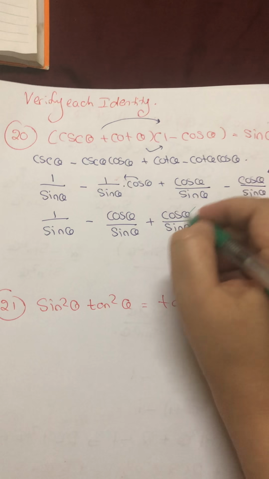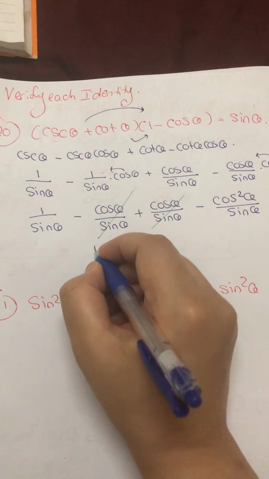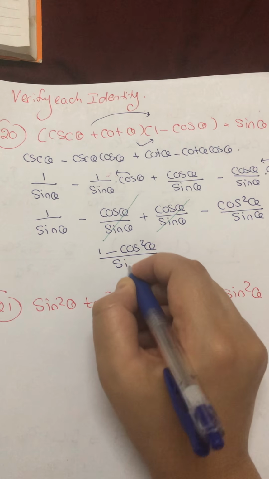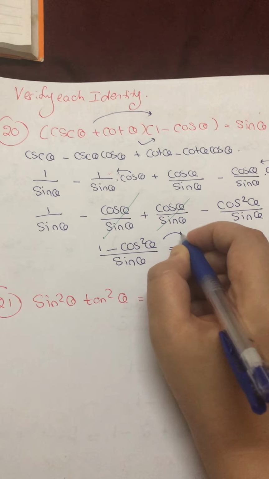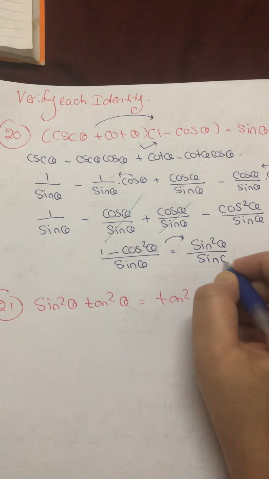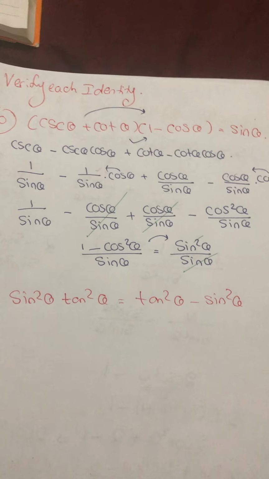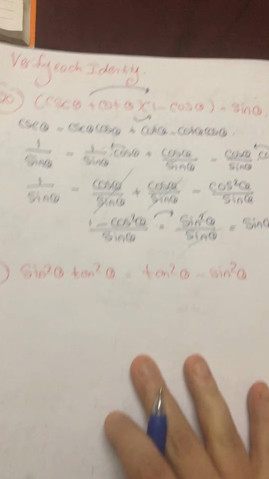So this is canceling this, and here I'm left with a Pythagorean identity, 1 minus cosine squared theta over sine theta. This is sine squared theta over sine theta. If you cancel this with this, you're gonna get sine theta as an answer, and you're done.